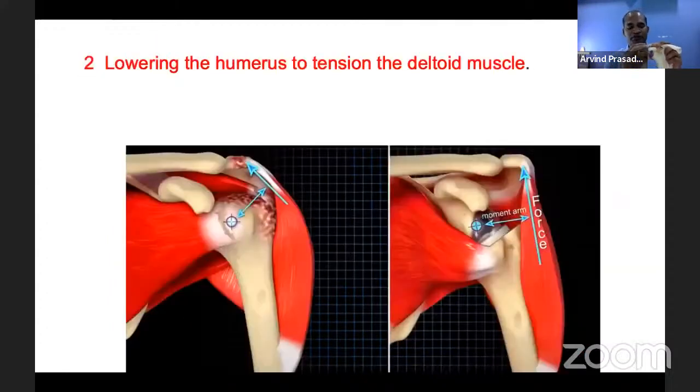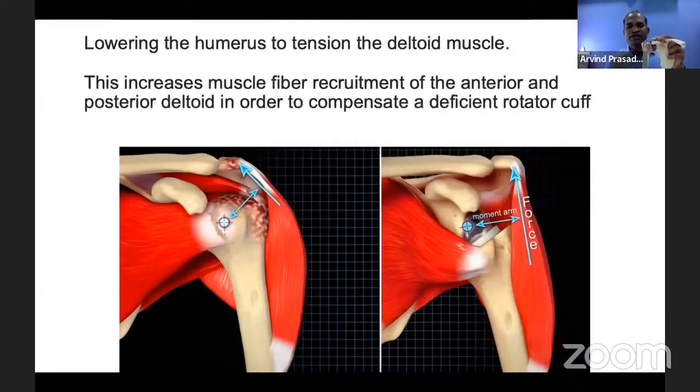The second principle was to keep the humeral head lower from where it is. This lowering leads to tensioning of the deltoid muscle, and this increases the muscle fiber firing, both anterior as well as posterior.